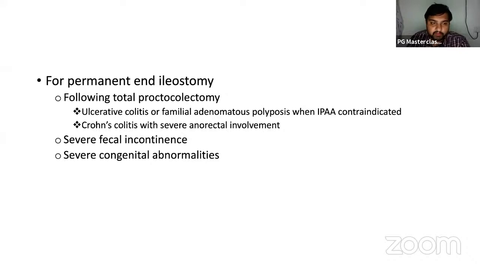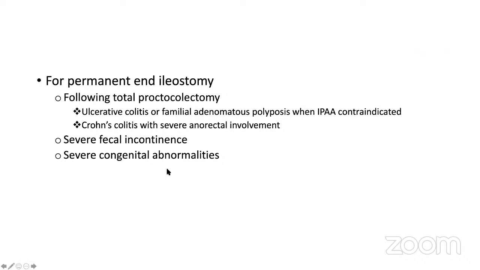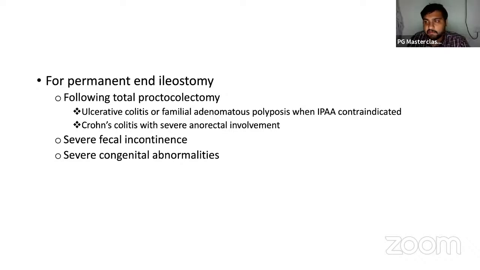In Crohn's colitis with severe anorectal involvement, in severe fecal incontinence, it is not indicated to do ileostomy. It was previously done, but currently the norm is to do loop colostomy. In fecal incontinence, we don't do an ileostomy. Why should we be doing an ileostomy in incontinence? Yes, sir. It was previously done when end colostomy was not done, when there was an incompetent ileocecal valve. They used to do it for fecal incontinence, but nowadays it is abolished to do end ileostomy in these cases.